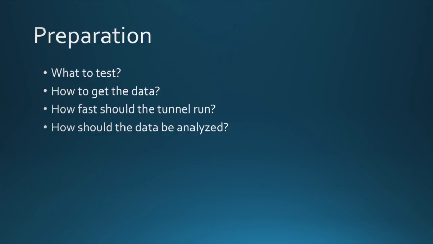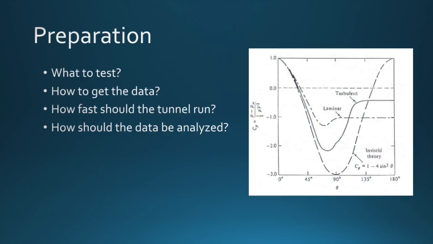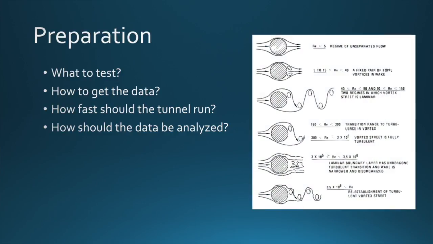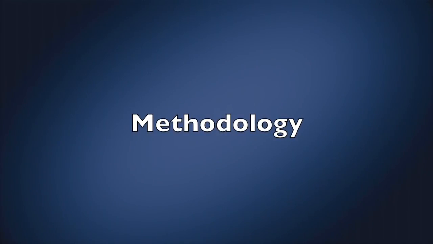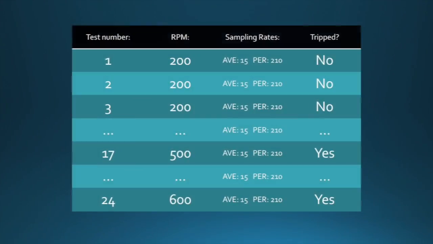Visually, the results were expected to look like this graph. The footage also appears to match the expected vortex pattern. As shown in the test matrix, our group devised a plan for which speeds to test at and which tests would be tripped or not.